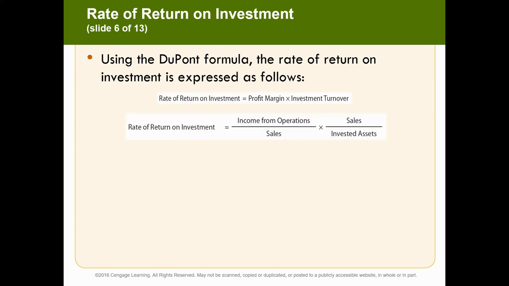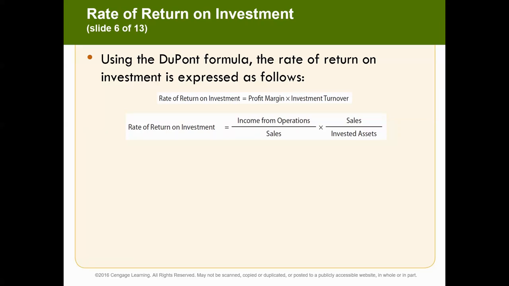Okay, so let's look at these formulas in action. The DuPont formula, the rate of return on the investment, is calculated as follows. First, we get our rate of return on the investment by taking our profit margin and multiplying that by our investment turnover. The rate of return on the investment is calculated by taking your income from operations divided by sales, and multiplying that by sales divided by your invested assets.